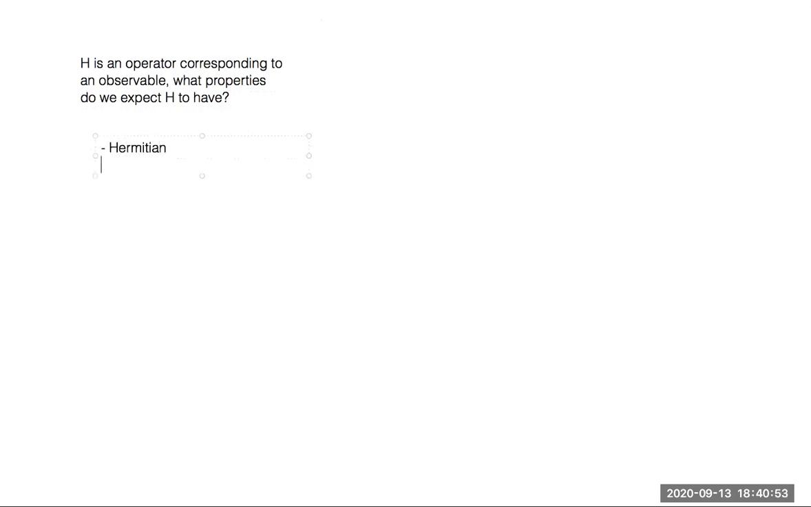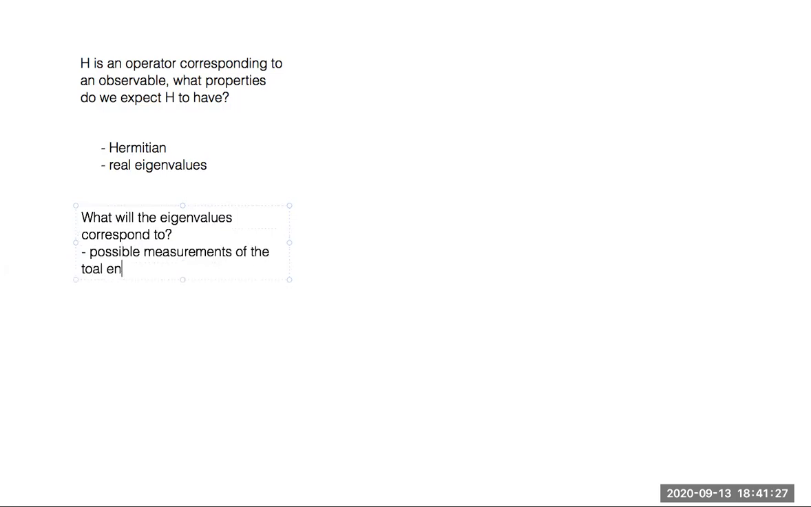This is one of the things that we learned in chapter 2. All observable operators are Hermitian. And all Hermitian operators have real eigenvalues. What will the eigenvalues correspond to? Well, these eigenvalues correspond to possible measurements of the total energy.